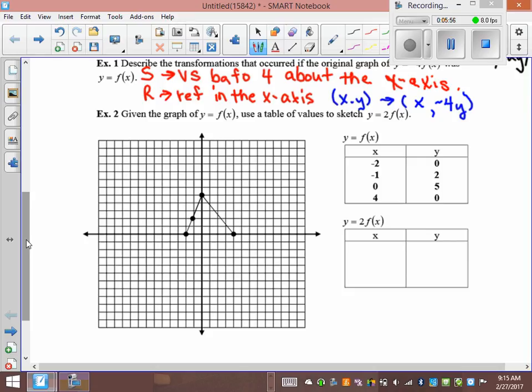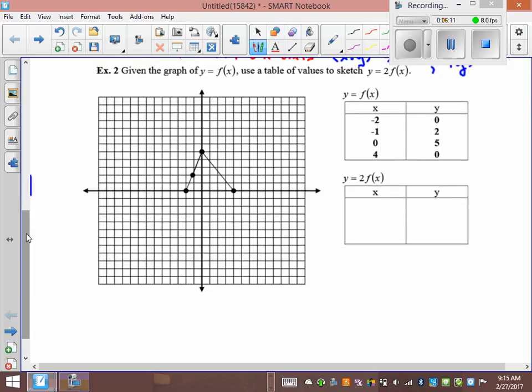Given the graph of y equals f of x, use a table to sketch y equals 2 f of x. So what am I doing? I'm going to move a graph. The moment I want to move a graph, I have to use mapping, right? Moving points, moving a graph, I use mapping. So my original x, y, my x stays the same because nothing happened to my x, right? It was just an x, still just an x, nothing changed.